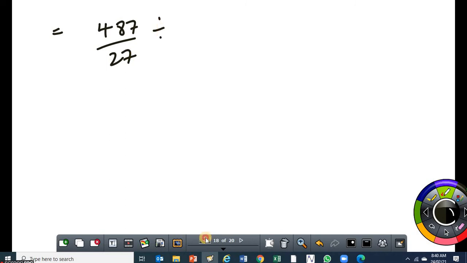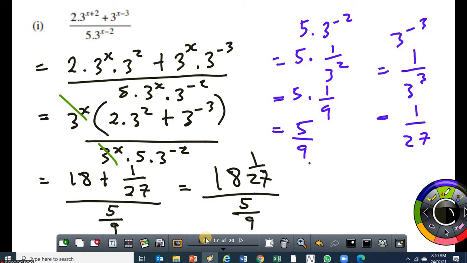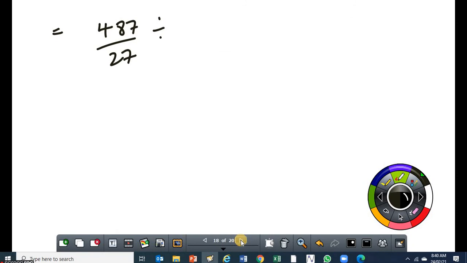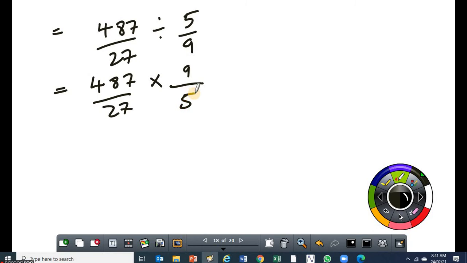Now I've converted the division line, this division line here, to a division sign. It's always better to do it that way. Okay? So I've converted that to a division sign. So this will be 5 over 9. Then we convert that division sign to what? Multiplication. Then we invert the fraction. So you get 487 over 27 times 9 over 5. Right? This 9 is a factor of 27. So we can get 487 over 15.